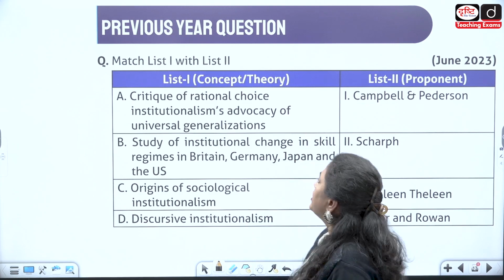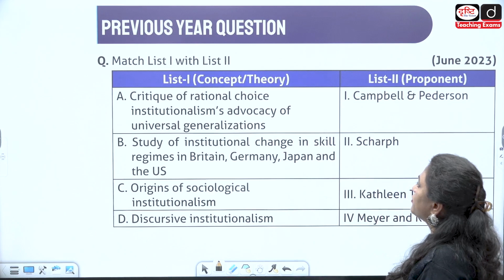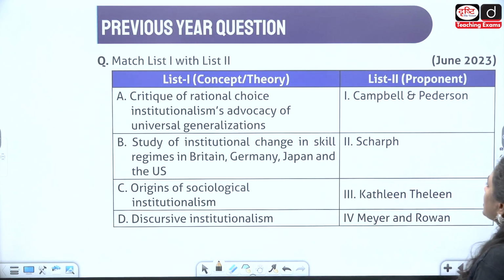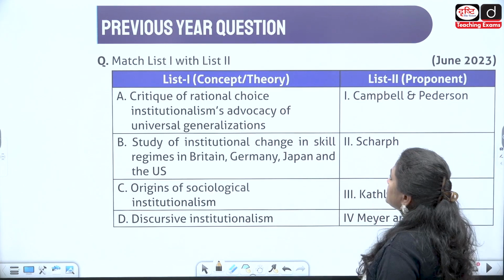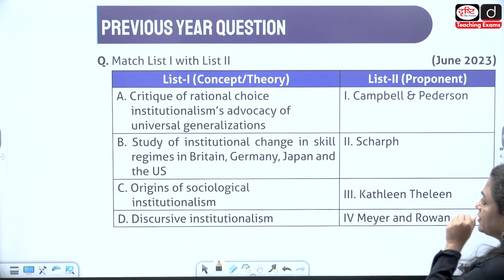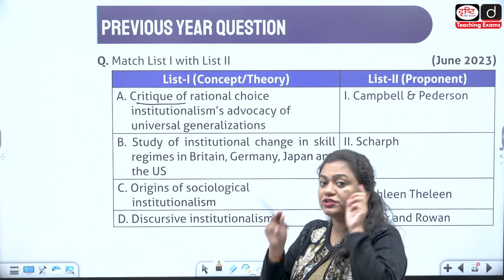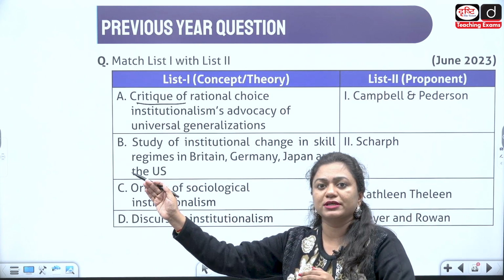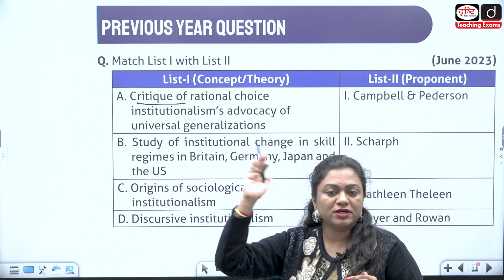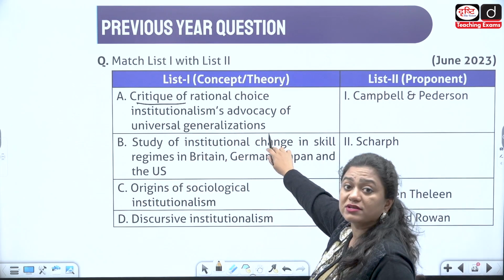So here we have A, critique of rational choice institutionalism's advocacy of universal generalization. So this is about a critique. You should read the critique part, what they have. Don't just jump to conclusions like, oh, rational choice is visible. No, not like that. Read it clearly because it's a very long statement.